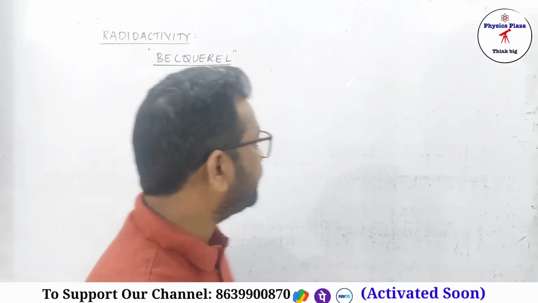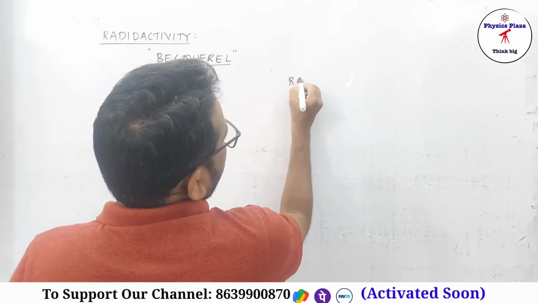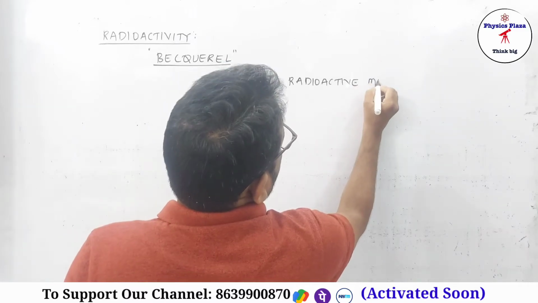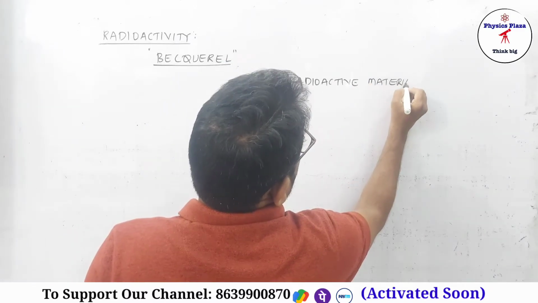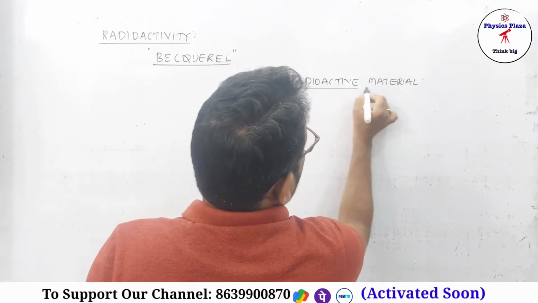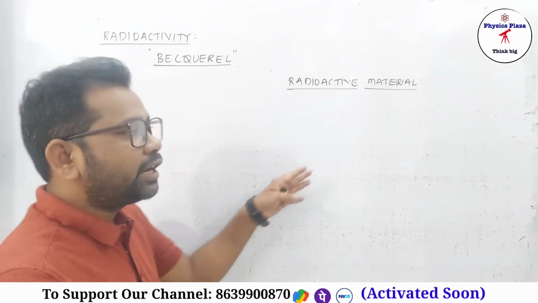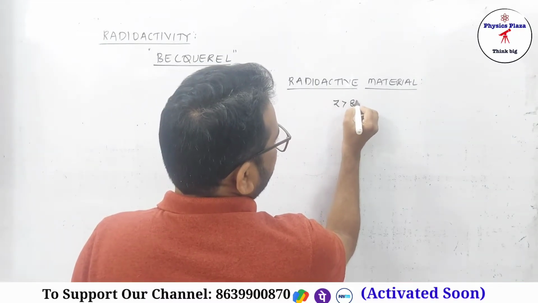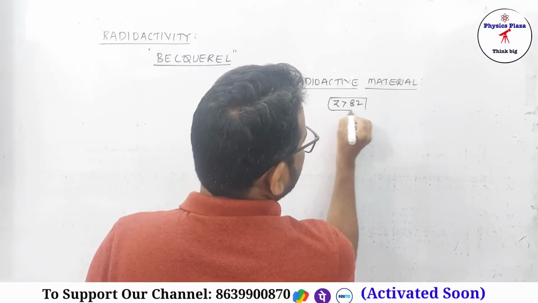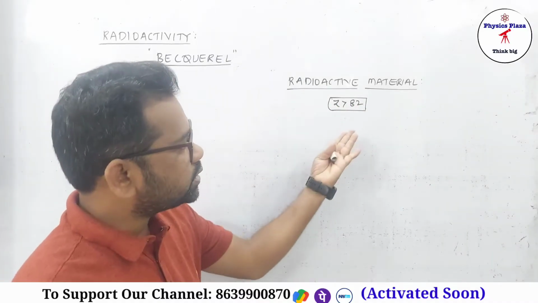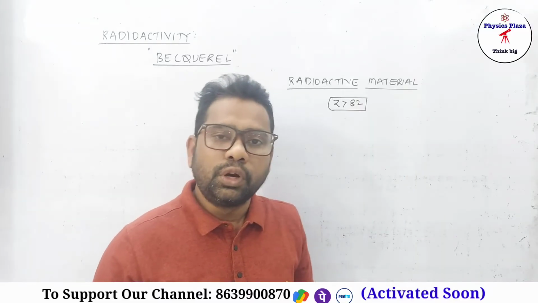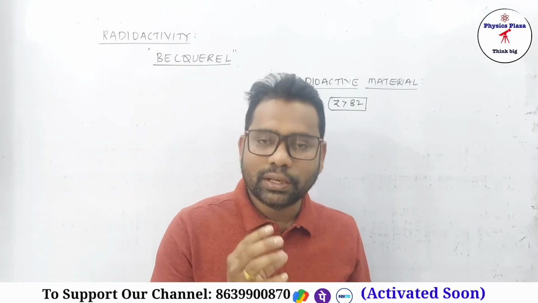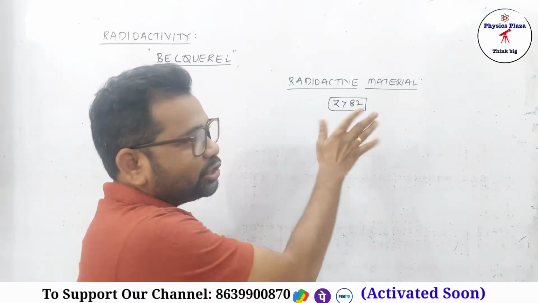Here we need to understand one important word: radioactive material. Examples are uranium, thorium, plutonium, and neptunium. All these are radioactive materials. Usually these are atoms with atomic number greater than 82, and they are unstable in nature. Usually the number of neutrons is greater than the number of protons. To get stability, they go on emitting radiations. Such a material we call a radioactive material.